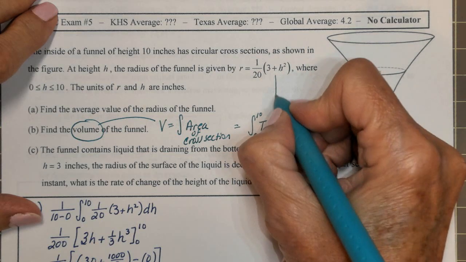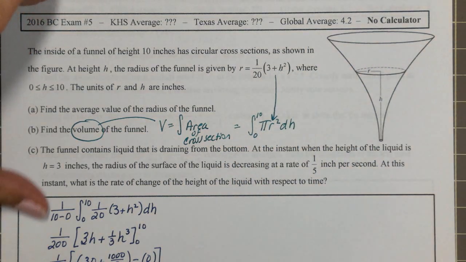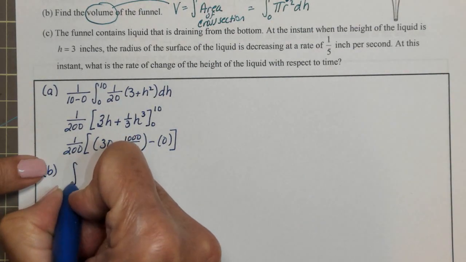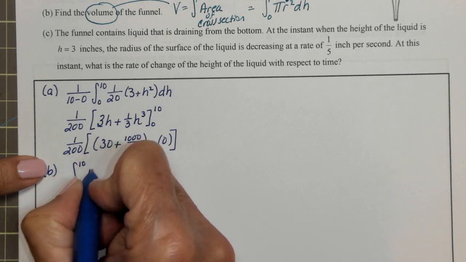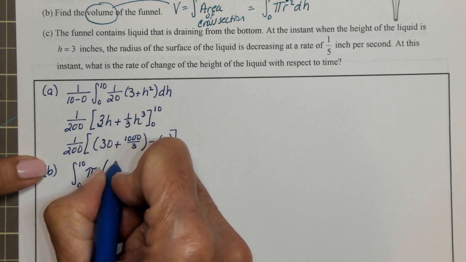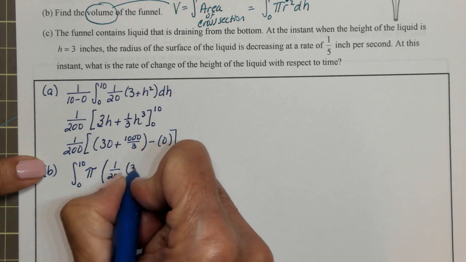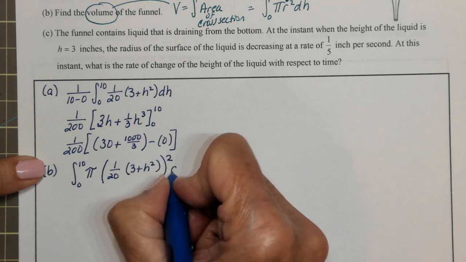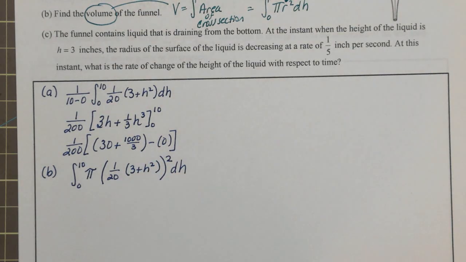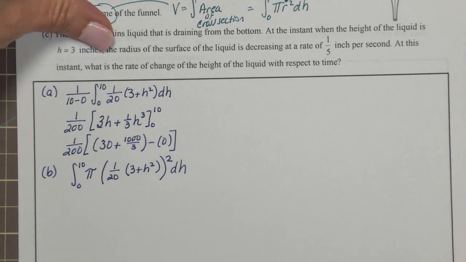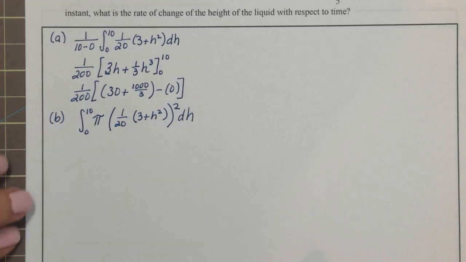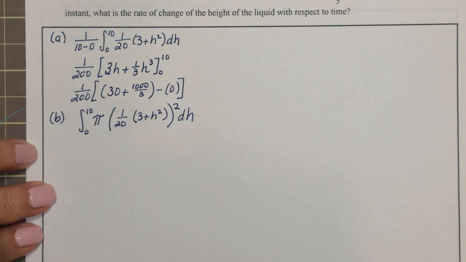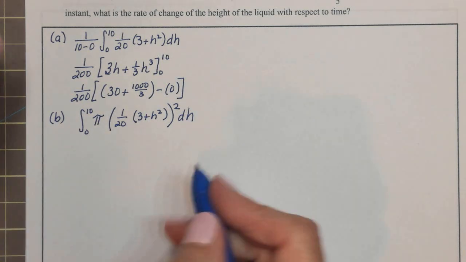Where this is our r. So I'm going to have the integral from 0 to 10 pi r squared. R is 1 over 20, 3 plus h squared, but I square that to get my volume. Pi r squared, that's it. Integral of area, basic volume, okay? So we have to actually work this out.